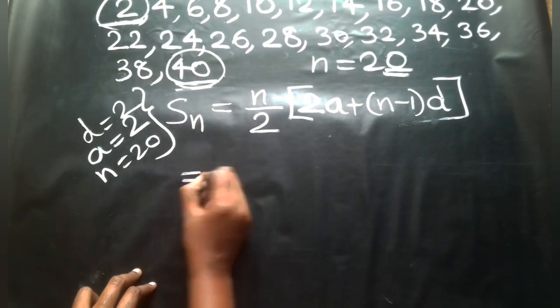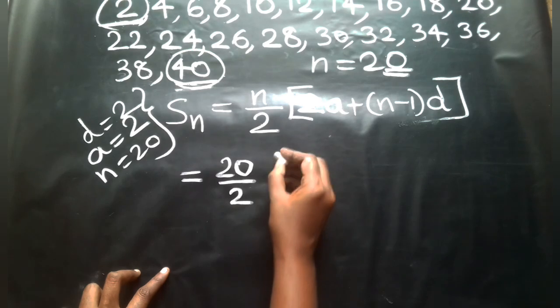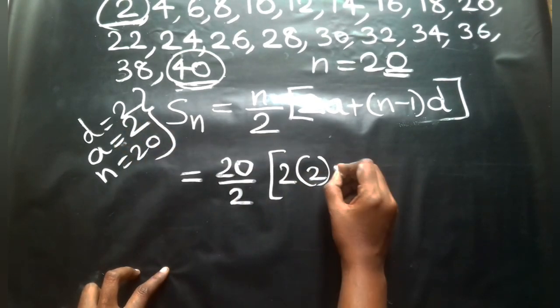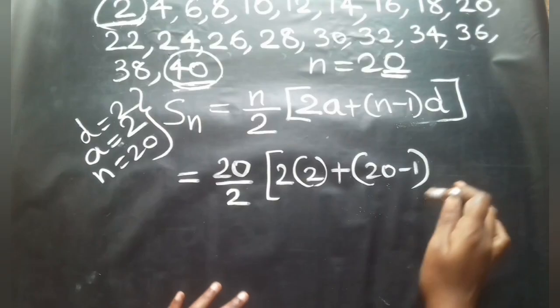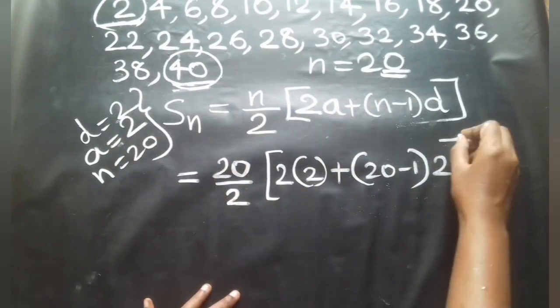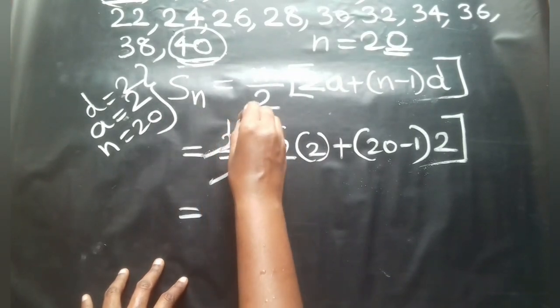So sum of all even numbers equals n, which is 20 by 2, into 2 into first term, which is 2 here, plus n, which is 20, minus 1 into what is the common difference? 2 here. Equals, when you simplify it, you will get 10.